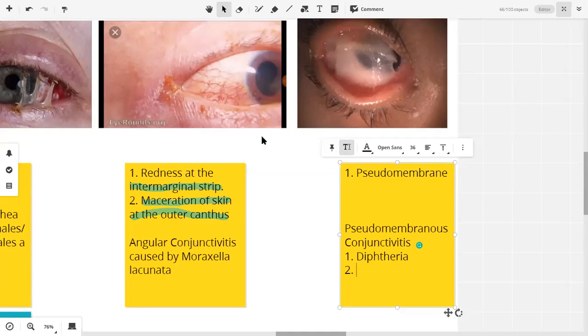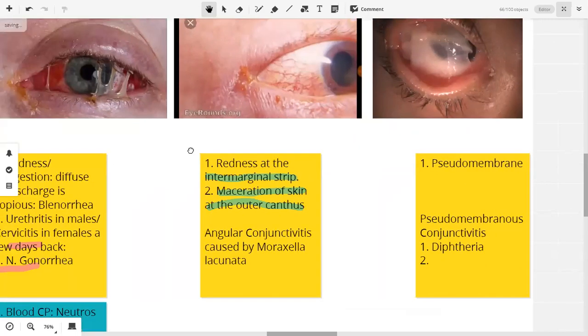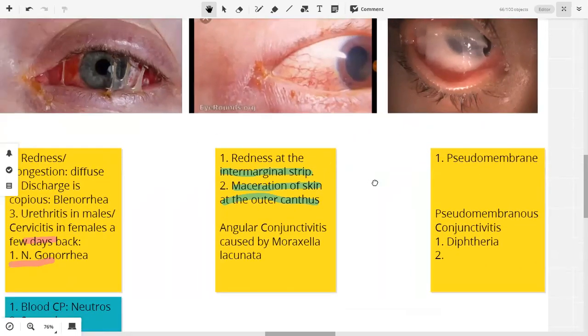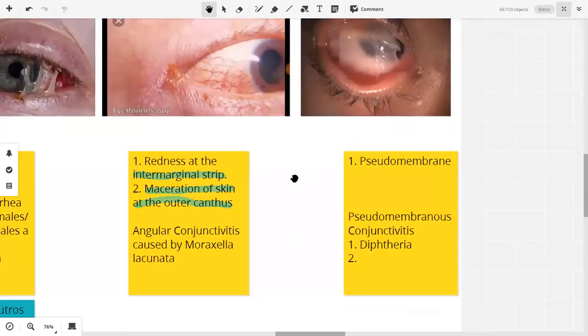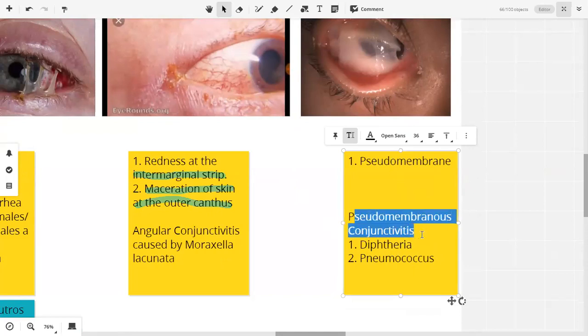Someone, three organisms were discussed earlier. One was Staph aureus, the second was Moraxella, the third one was Streptococci. Strep pneumoniae, also called pneumococcus. Pneumococcus is a second organism which you will find in case scenarios in prof examinations, or even in vivas, related to pseudomembranous conjunctivitis.